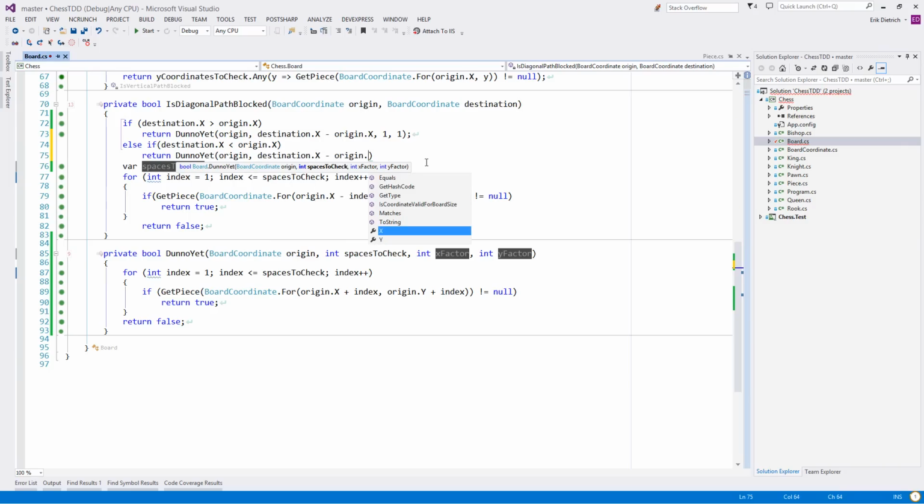We need an origin coordinate. We need to know how many spaces we're going to radiate outward. And then if we're going to encapsulate in this one method the fact that we can go in four different directions, we kind of need these X and Y factors, I guess I'm calling them, to represent coordinates. So what I'm doing here now, with this don't-know-yet method, is squashing and eliminating the duplication of that loop.